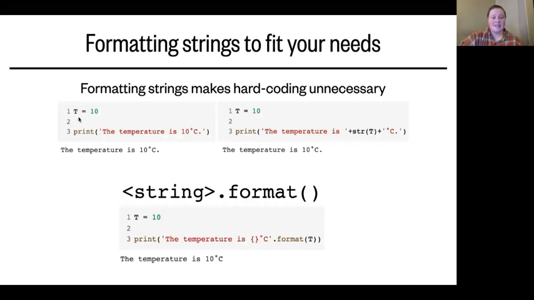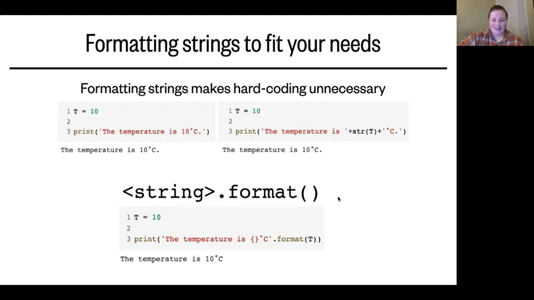So for example, we have t equals 10, and then we're printing the statement, the temperature is 10 degrees C. Anytime this t changes, we would have to go in and change this print statement in order to make it accurate. Now, one way around that is to use concatenation. So we can say the temperature is plus string t, so we're just converting this t into a string, plus degrees C. And that works, but it can get really confusing with spaces, and it's hard to read with the plus signs, and it can get even more confusing if you're trying to add in multiple variables.